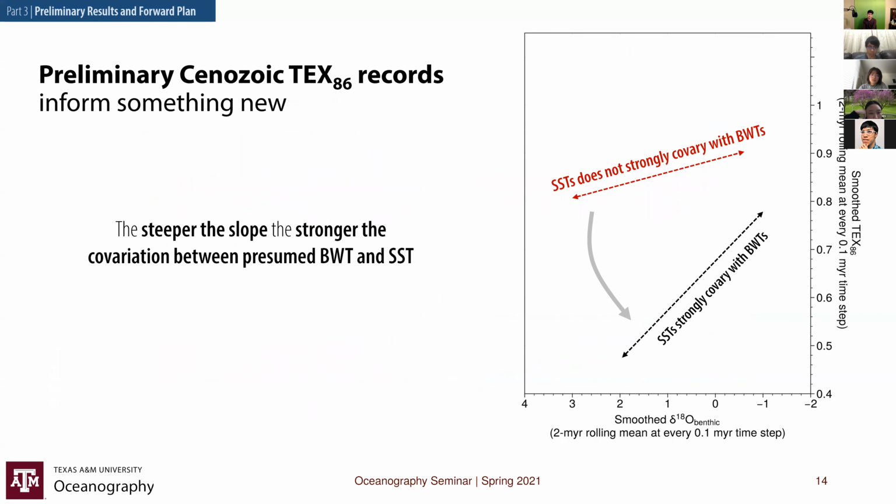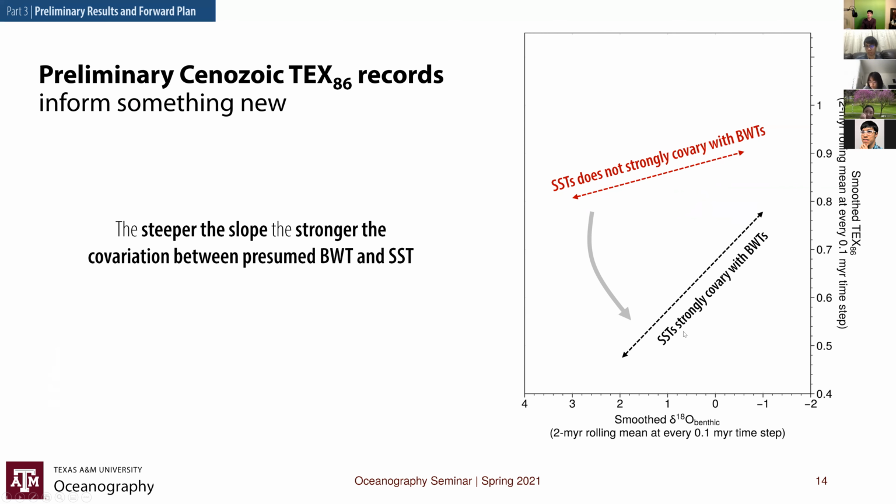Before I show you the correlation between TEX86 value and delta 18O, I would like to guide you on what to expect from these cross plots. The steeper the slope you see between the two proxies, the stronger the covariation between them. In this case, TEX86 represents sea surface temperature, and benthic delta 18O represents bottom water temperature, we presume.